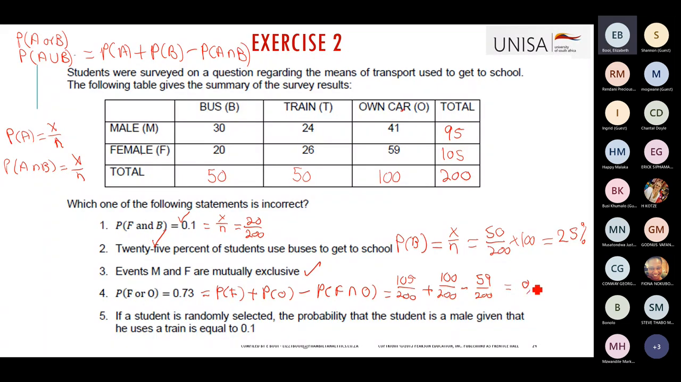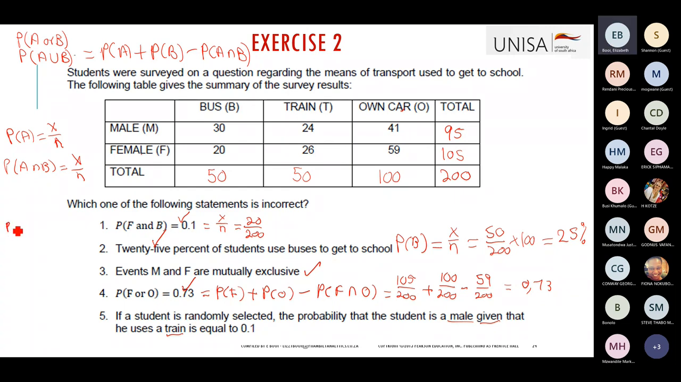That will be 0.73, which means this is correct. If a student is randomly selected, the probability that a student is a male, given that he uses a train. So now we need to calculate the probability of a given.